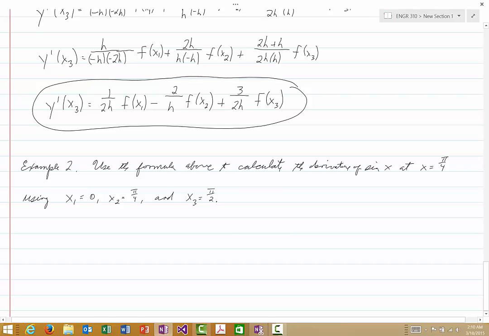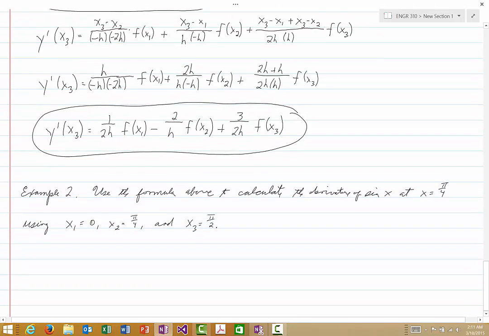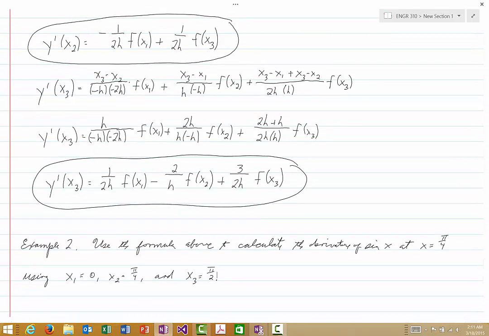So let's look at this example. We'll say use the formula above to calculate the derivative of sine x at x equals pi over 4 using x1 equals 0, x2 equals pi over 4, and x3 equals pi over 2. So the x at which we are wanting to calculate the derivative is x equals pi over 4, and of course that matches x2. So we want to go up to the formula for y prime of x2.